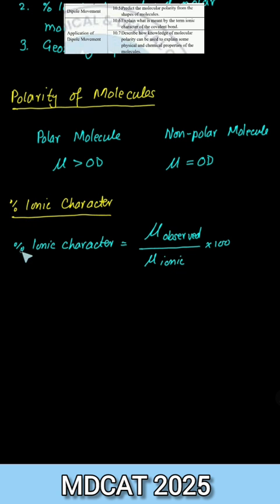Percent ionic character. It is calculated by this relation: percent ionic character equals dipole moment observed divided by dipole moment ionic, multiplied by 100. This relation gives us the percent ionic character of a polar molecule whose dipole moment is greater than 0 D. With practice of molecular shapes, you will be able to find whether a molecule is polar or nonpolar, whether its dipole moment is 0 or greater than 0.